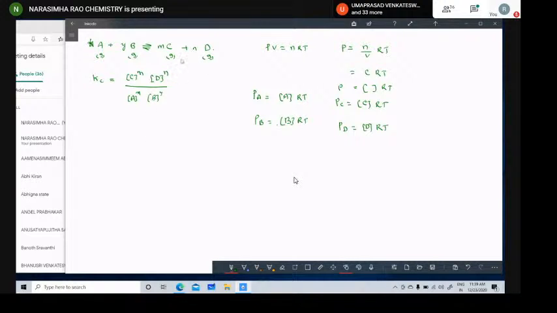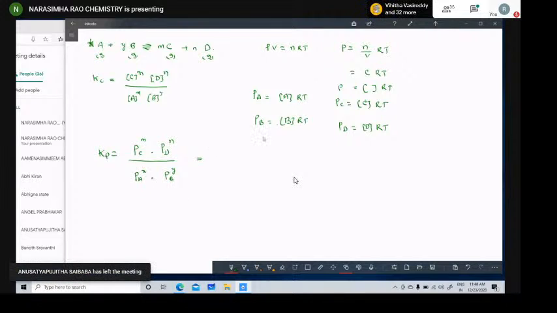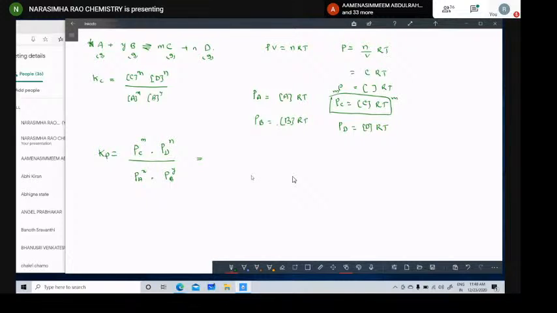So Kp for this equation, what do we have to write, children? Kp is equal to partial pressure of C whole power m into partial pressure of D whole power n upon partial pressure of A whole power x into partial pressure of B whole power y. It's clear, children. Yes, sir.